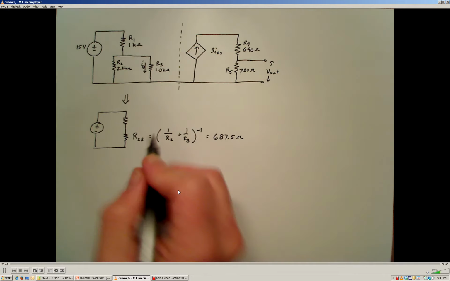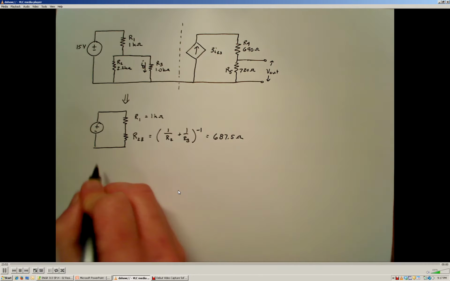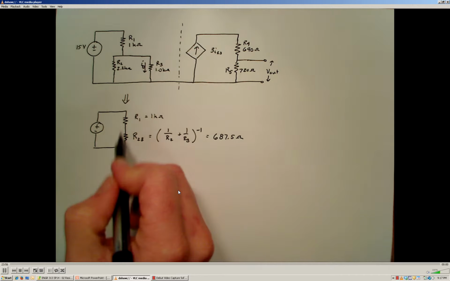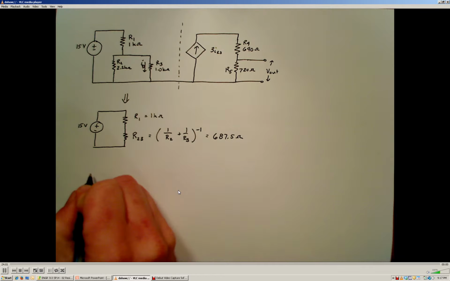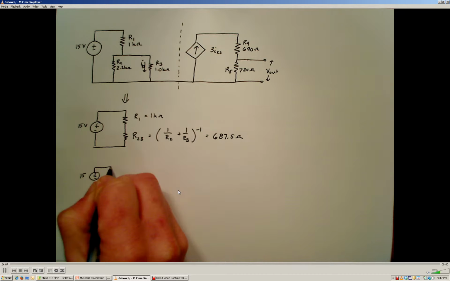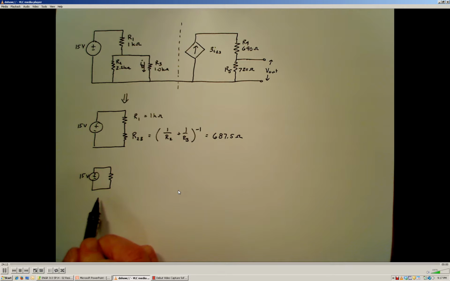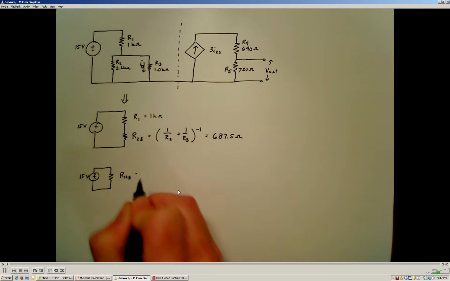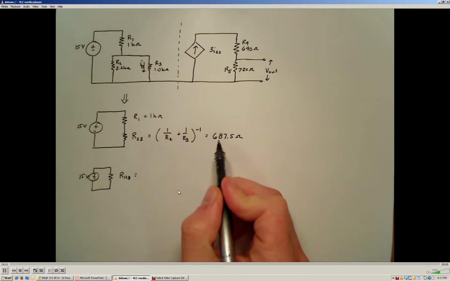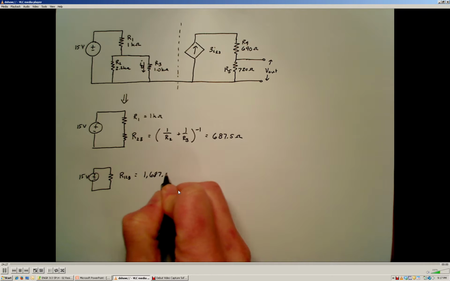Up here, we remember that R1 is still a 1 kiloohm resistor. We can combine those two elements in series with each other because they see the same current through both of those resistive elements. Combining those in series, we get our equivalent circuit, which looks like a single 15-volt power supply in series with a 1 kiloohm plus 687.5 ohm resistor, or a 1,687.5 ohm resistive element.